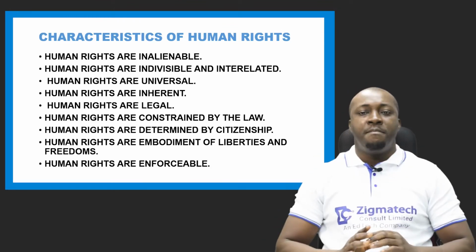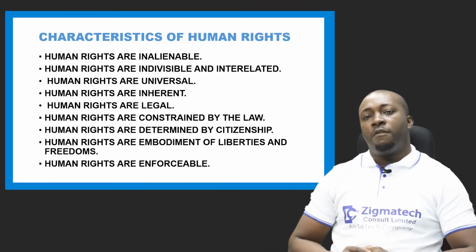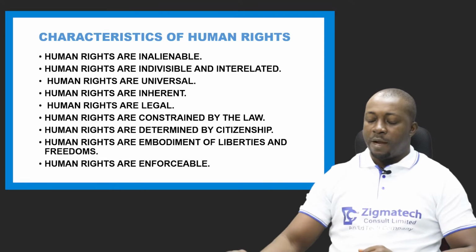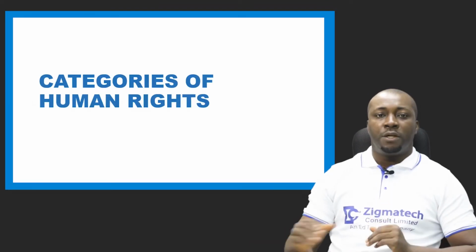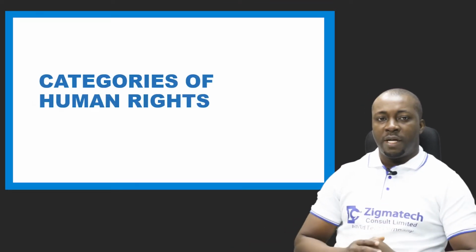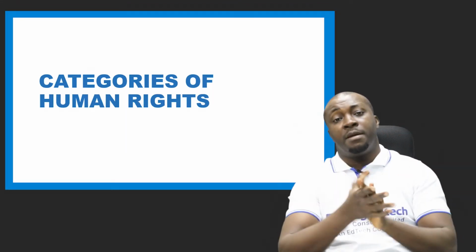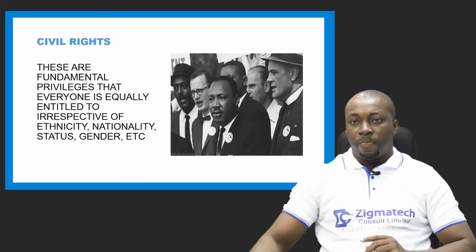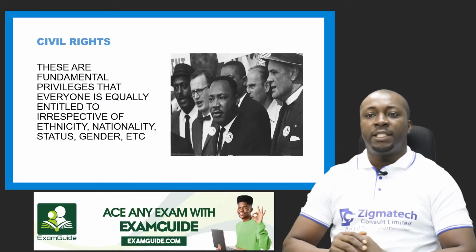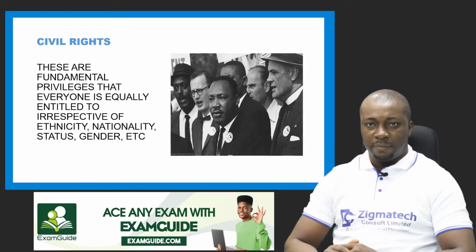So these are the main characteristics of human rights. Now we go on to look at the categories of human rights, the different types of human rights. So these rights, we can separate them into different types. Now, number one is what we call civil rights.